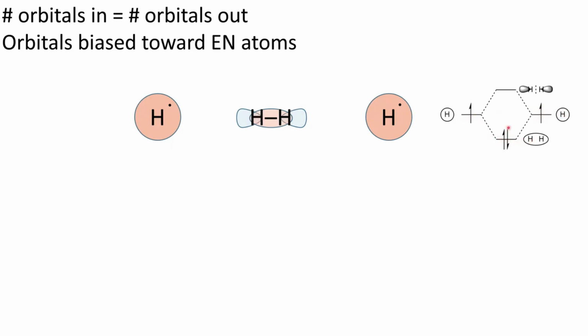That's lower in energy, more stable. That's where the bonding electrons live. And it also forms the sigma antibonding orbital. It's higher in energy. There's no electrons up there. We get these 2 molecular orbitals because we have started with 2 atomic orbitals. Number of orbitals in must equal the number of orbitals out.